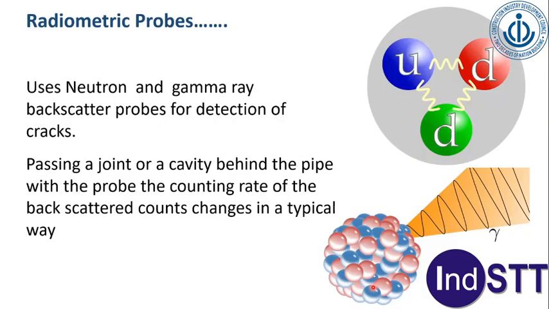Then we have radiometric probes, which use neutron and gamma ray backscatter probes for detection of cracks. When passing a joint or a cavity behind the pipe with the probe, the counting rate of the backscattered counts changes in a typical way. So this is another technique which is used for pipeline condition assessment.